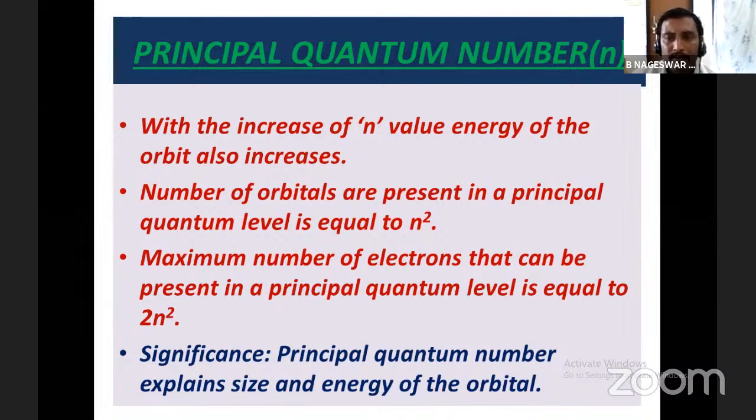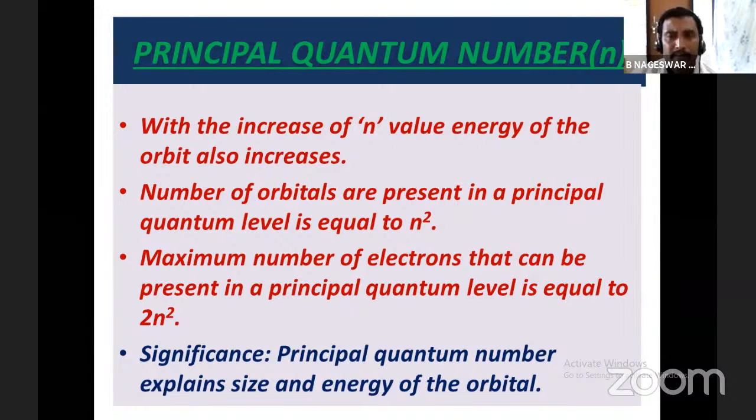What we are taking here? First orbit we are taking. Now the value of n is equal to 1. Therefore 1 square is equal to 1 only. That means in the case of first orbit, or first shell, we have only one orbital, that is a 1s orbital. Okay, children, understanding? The number of orbitals present in a principal quantum level is equal to n square.